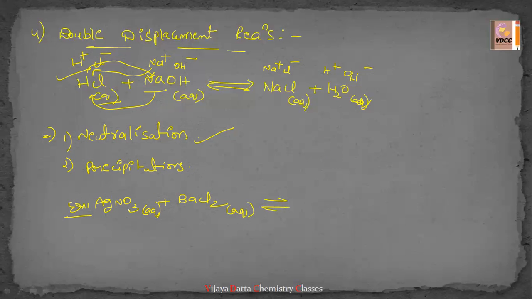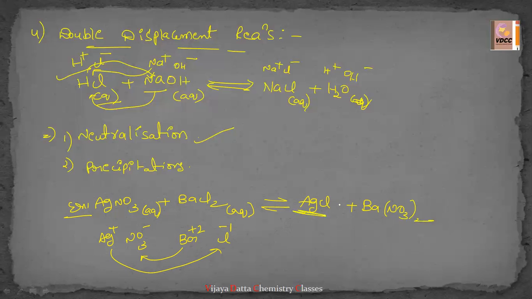AgNO3 dissociates into Ag plus and NO3 minus, the nitrate ion. Barium chloride gives Ba 2 plus, because it is a second group element, so its charge is plus 2. Chlorine is a seventh group element, its charge is minus 1. So to balance we take 2 Cl minus ions. After this they dissociate. Ag plus combines with Cl minus, and Ba comes to the other side. So here it forms AgCl plus barium nitrate, Ba(NO3)2.